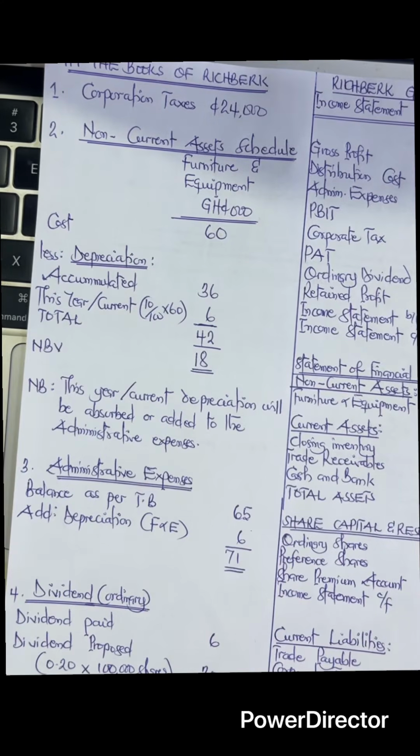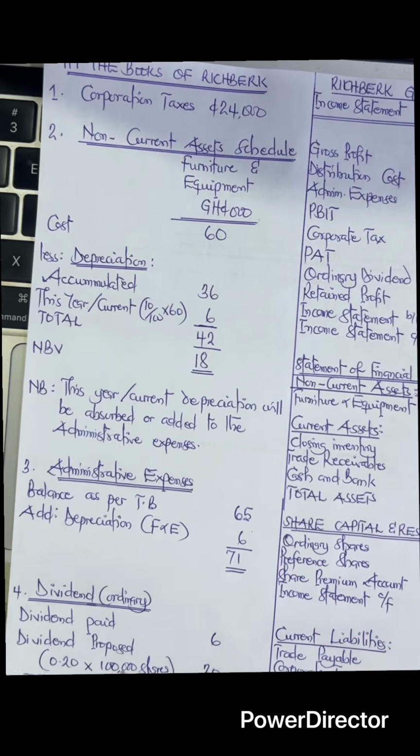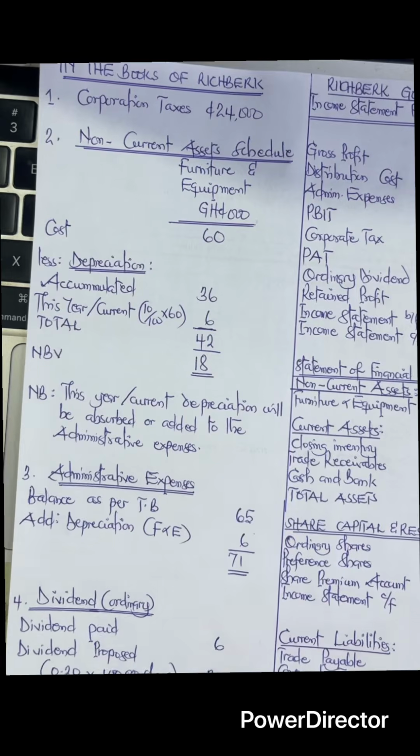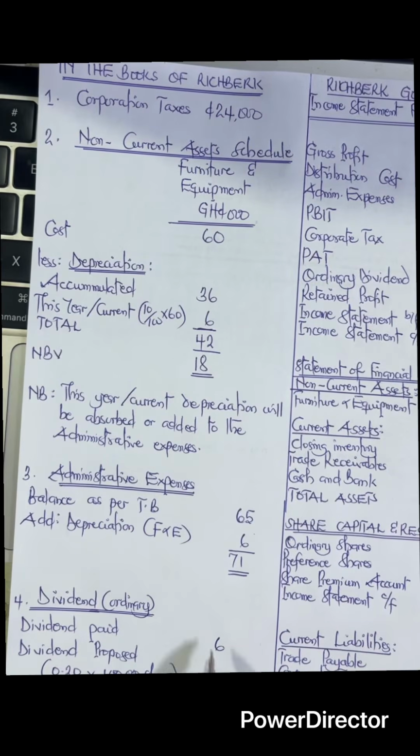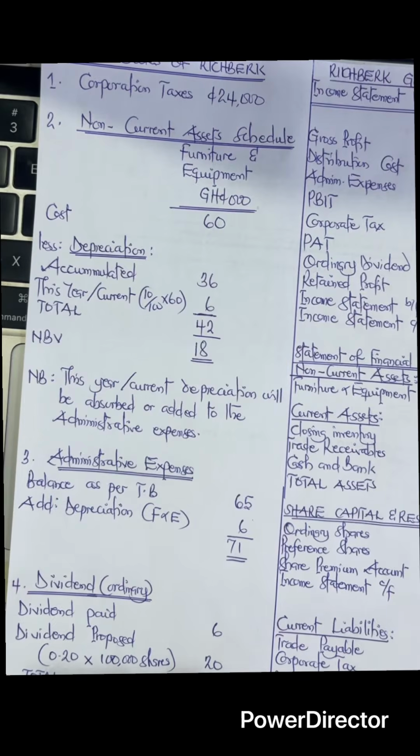The next item is that a dividend of 20 pesos per ordinary share is proposed. Since we know that we have 100,000 shares, we have to find the total dividend for the year. They've already paid 6 and they are proposing 20 pesos per share. So 0.2 times 100,000 will give you 20,000. But since we have 3 zeros on top here, I'm not bringing the 3 zeros. So 20 plus 6 will give us 26.